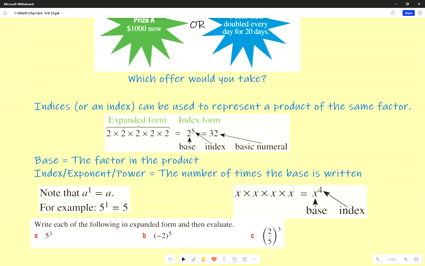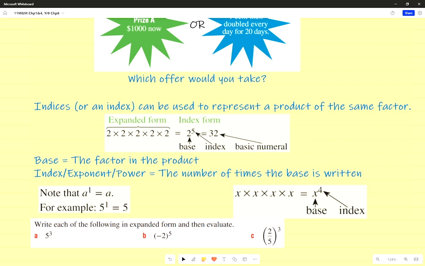The same thing would apply if I have pronumerals. X times X times X times X would be X to the power of 4, because it's 4 of them. You just times. That's it. Yeah? So that's our basic index indices there.